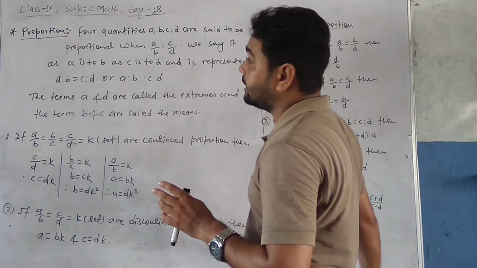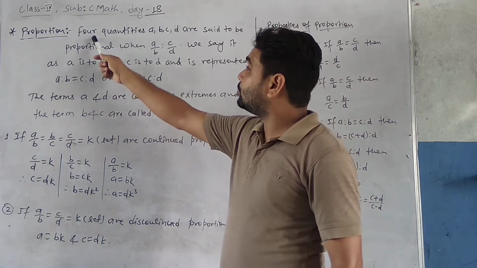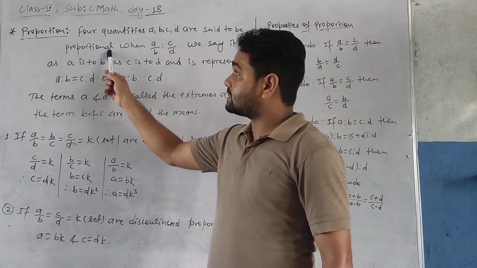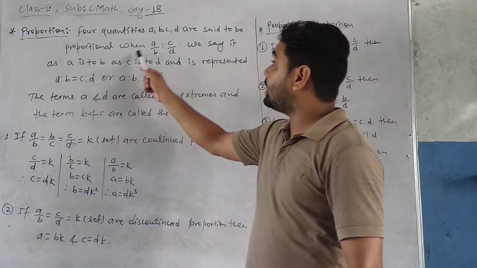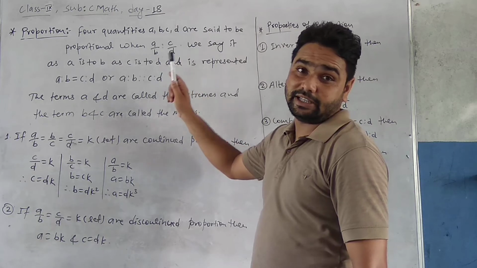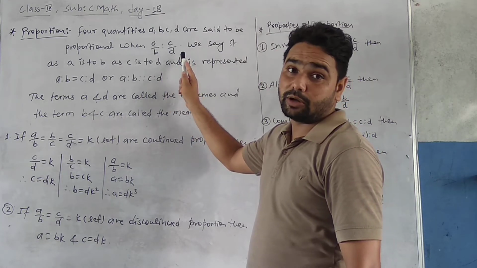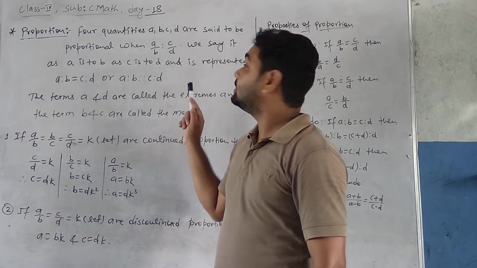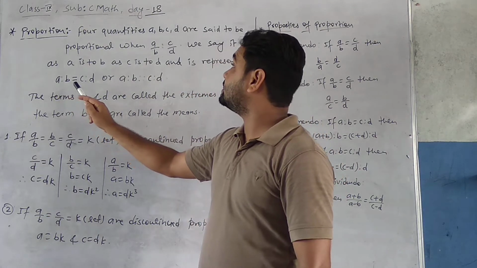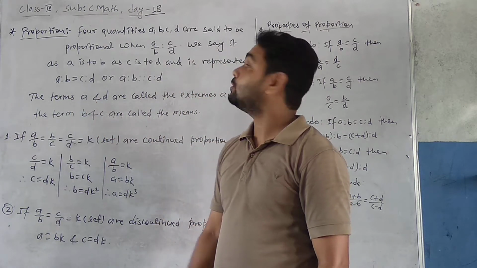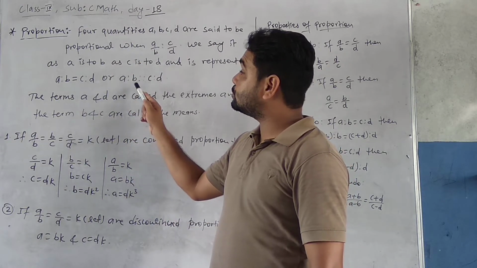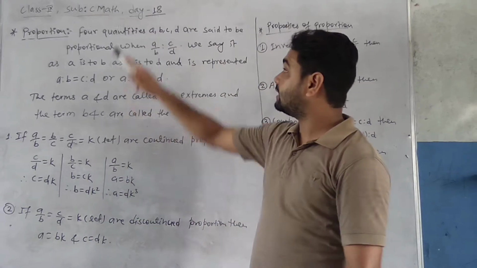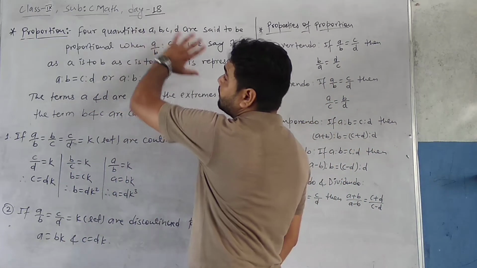In the definition, I have written that four quantities A, B, C, D are said to be proportional, that is, they are in proportion, when A upon B equals C upon D. We say it as A is to B as C is to D, and it is represented by A is to B equals C is to D. Or we can write A is to B, then a double oblique line, C is to D.